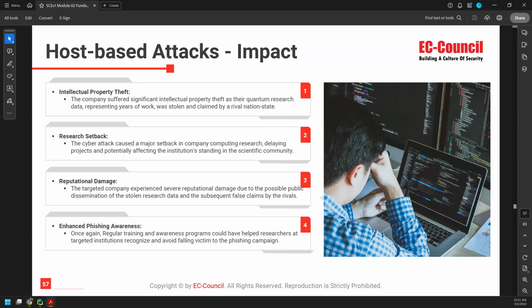This can be loss of intellectual property, code, etc. It could be a research setback, reputational damage, and enhanced phishing awareness. There was a great article that came out a while back about a research institution that was getting National Science Foundation money in order to do the research that they were doing. And they were doing some pretty high-level research for the government.